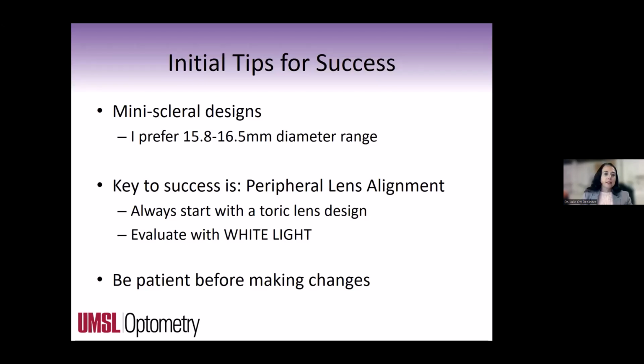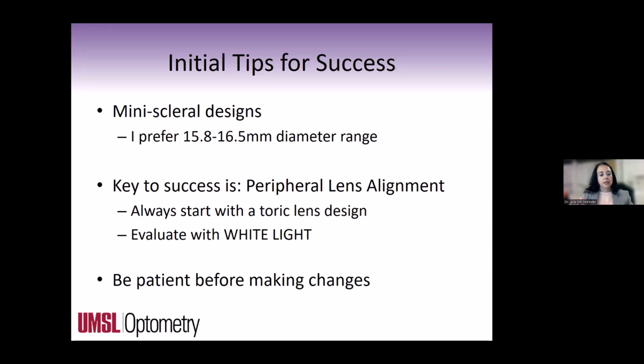And then my last thing I was going to say is, be patient. Be very patient before you make any changes. Don't rush into changes. It's very, very rare. There must be something really wrong with the lens, like I'm off on the power of the lens by 3 or 4 diopters, that I won't dispense a lens that I don't think is perfect.